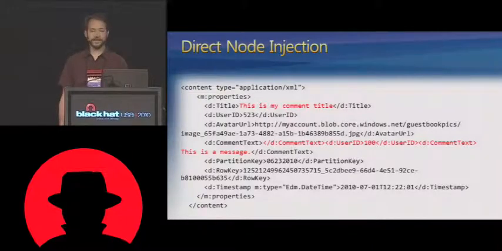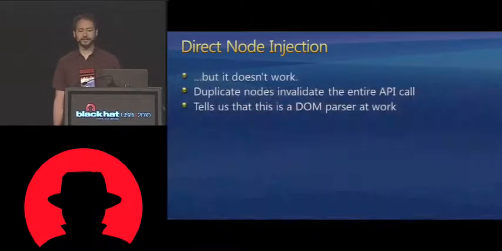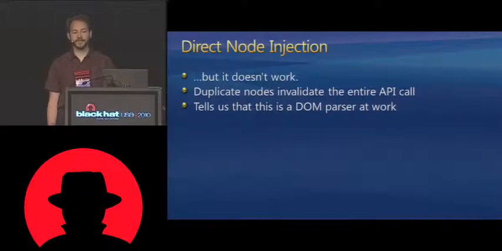We have a title, a user ID, which is who posted it, an avatar URL, which is their user icon, and then the text of their comment. In this case, my user's comment text closes the comment text tag and then tries to overwrite user ID. That doesn't work. The parser's too sophisticated. The platform protects from this sort of attack. Even if I connect to the data endpoint directly and send this, it doesn't work.